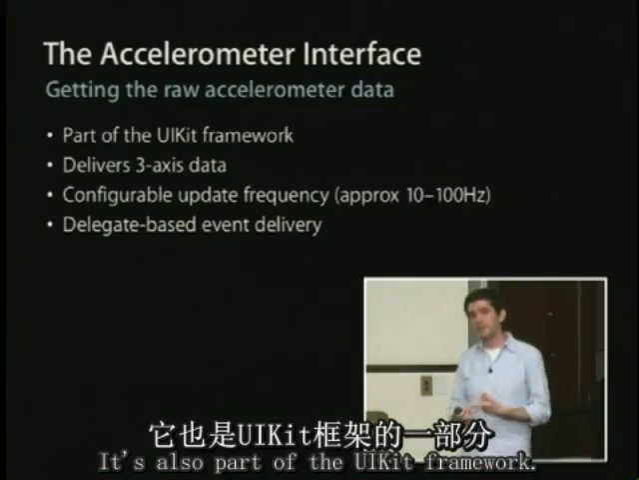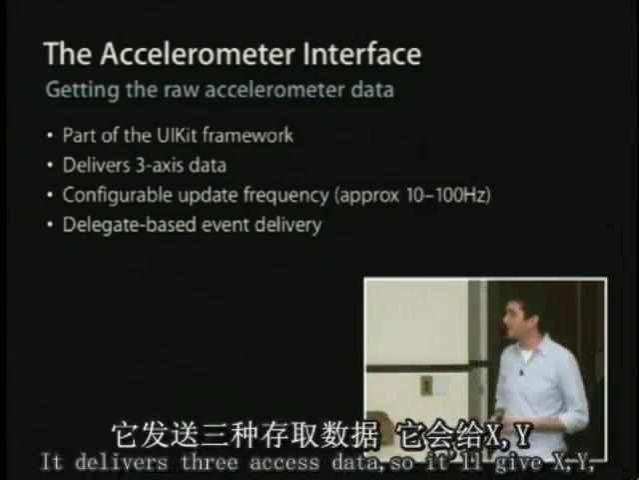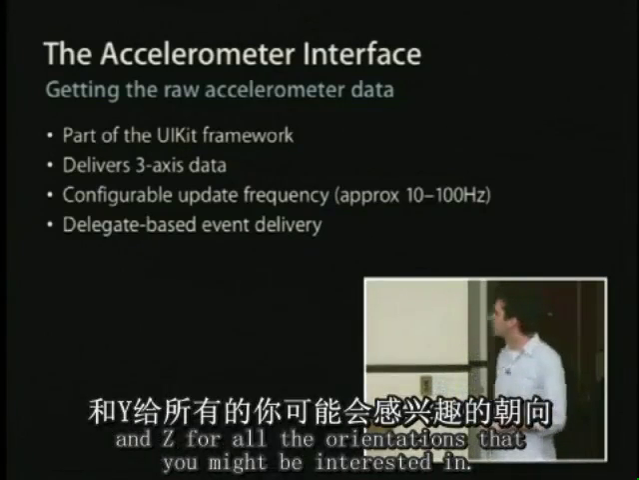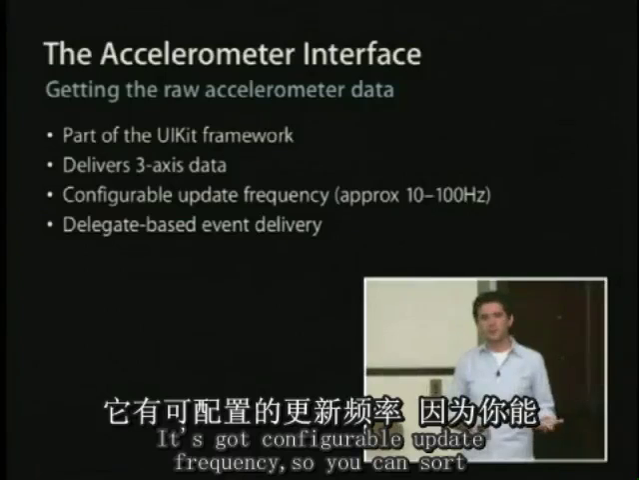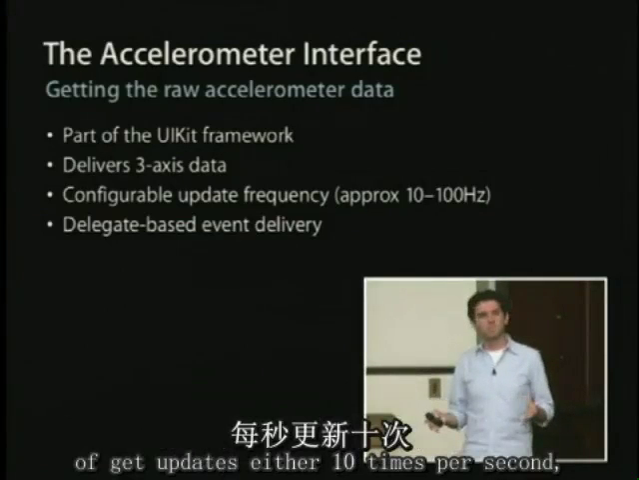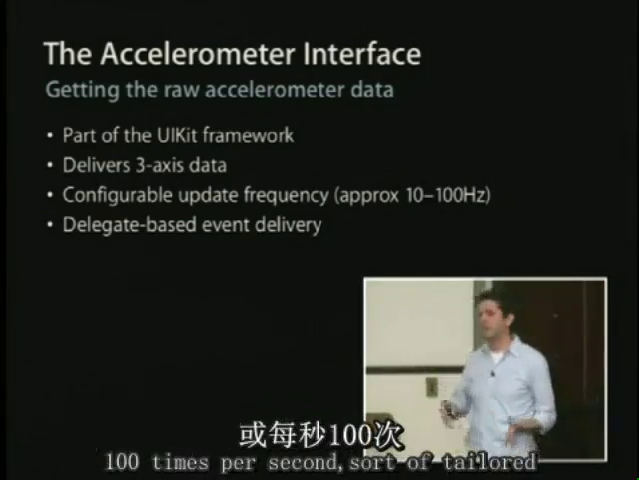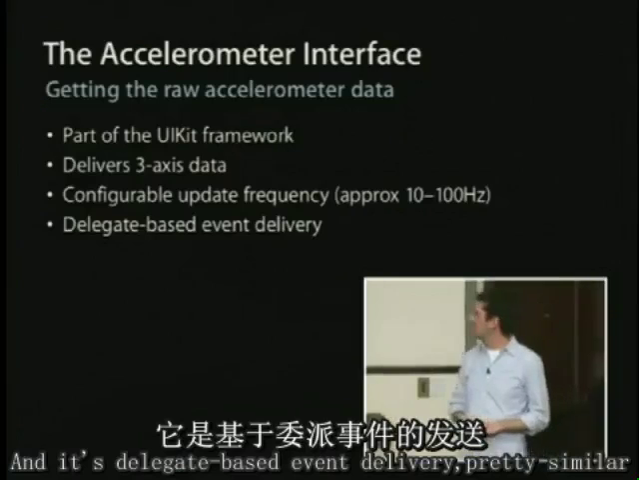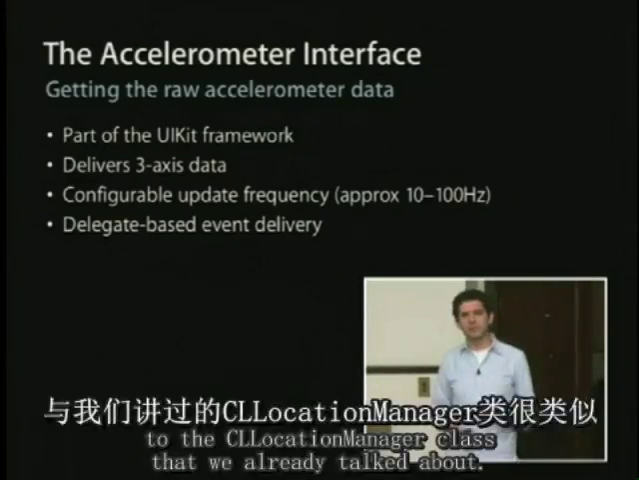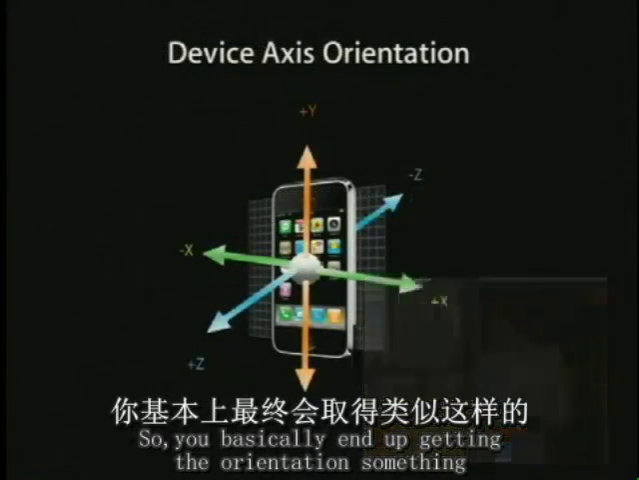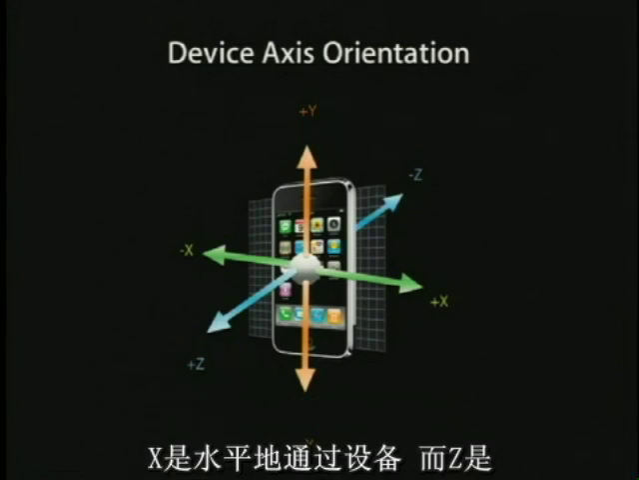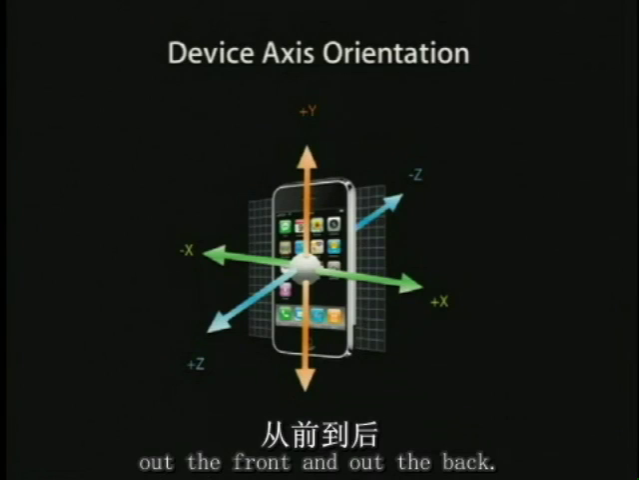So that's where we start to get into this accelerometer interface. It's also part of the UIKit framework. There's a UIAccelerometer class. It delivers 3-axis data, so it'll give you X, Y, and Z for all the orientations you might be interested in. It's got configurable update frequency, so you can get updates either 10 times per second or 100 times per second, tailored to what your app is trying to do. It's delegate-based event delivery, pretty similar to the CLLocationManager class that we already talked about. So you basically end up getting the orientation something like this, right? Y goes vertically through the device, X goes horizontally through the device, and Z comes out the front and out the back.